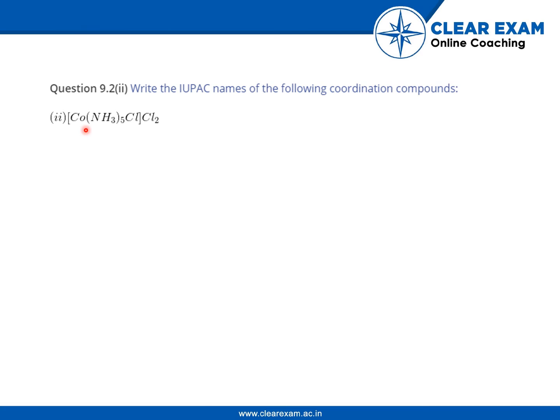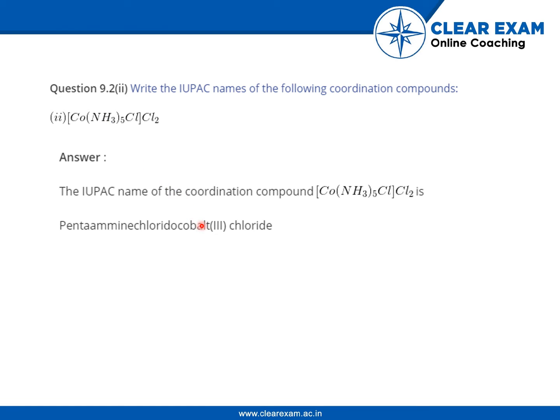Next, you have to name Co(NH3)5 Cl2. Again we will first write the ligands present. Now there are two different ligands present. Which ligand will we write first? We will move on alphabetically. This ligand name is amine and this is chlorido, so amine will come first. How many amines are present? 5. So we will write pentaamine.